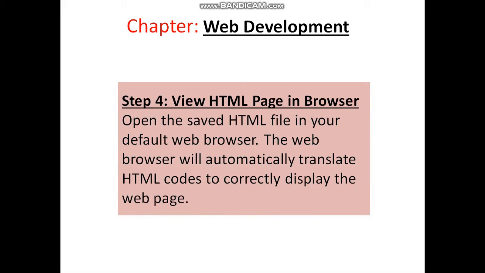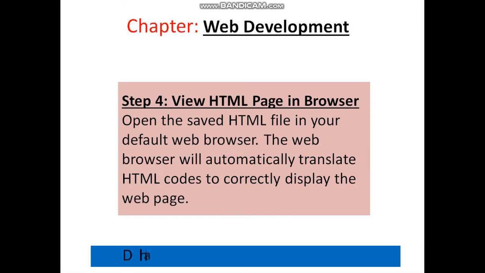Step number 4, view the HTML page in the browser. Open the saved HTML file in your default web browser. The web browser will automatically translate the HTML code to correctly display the web page.